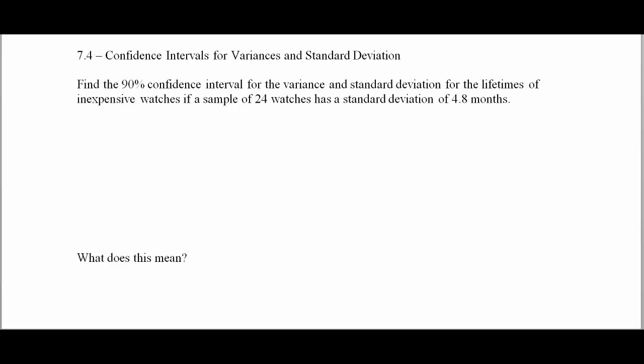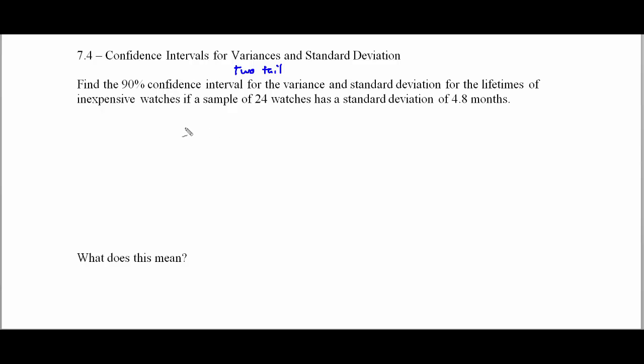And now we're going to talk about chi-square distribution. We're going to look at these non-normal curves, and first of all, for this section, we are going to explain how to find a confidence interval for this problem. So here we have a 90% confidence interval, which is going to be two-tail, for the variance and standard deviation of the lifetimes of these inexpensive cheap watches from a sample of 24 watches, and they had a standard deviation of a 4.8 month lifespan.